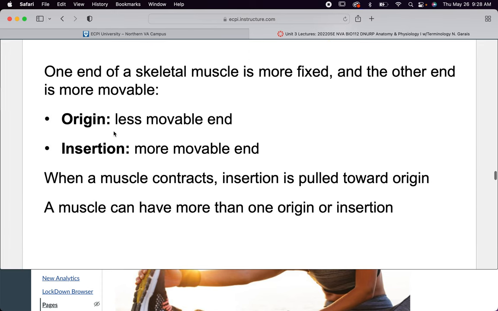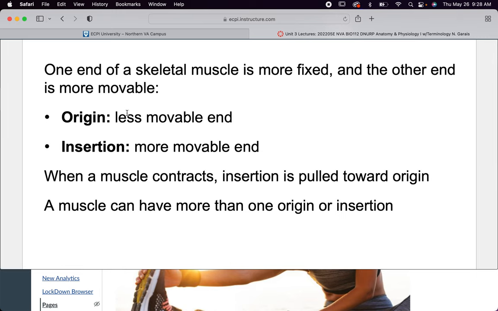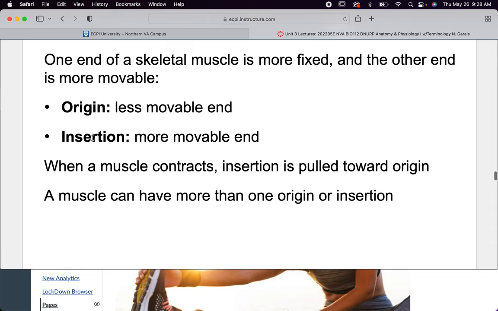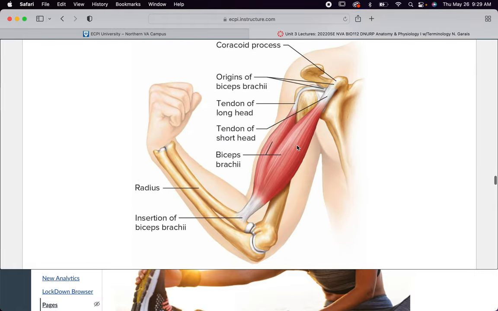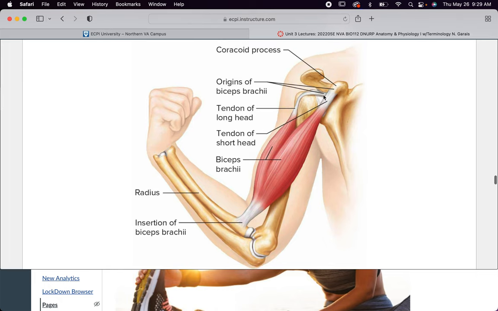We already know the terms origin versus insertion. Which one's less movable? Of course, the origin. Which one's more movable? The insertion part. Which one's more prone to injury? The insertion part. Here's an example of origin and insertion. The more proximal end of the bicep, we already saw in class, doesn't move too much.